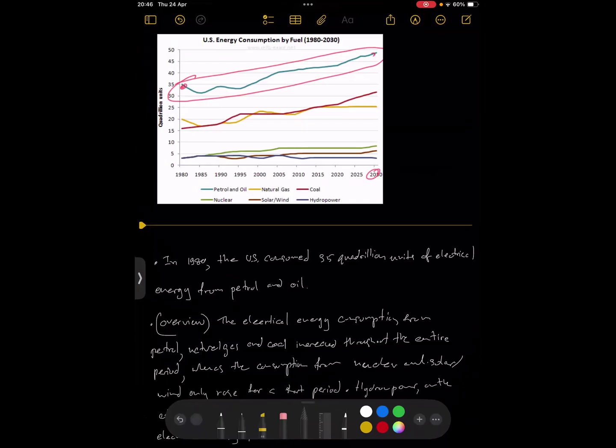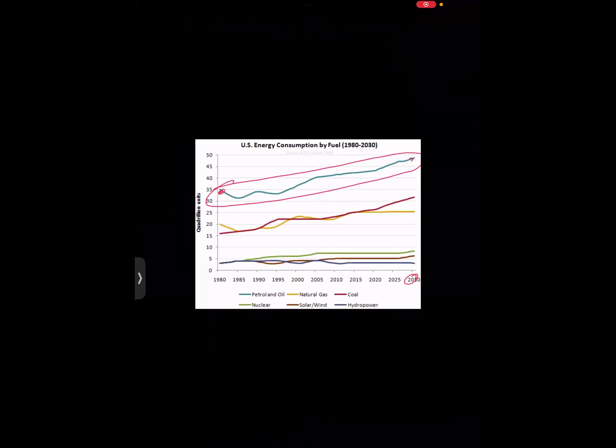Now let's have a look at the green line. Okay, so the green line will represent nuclear. What I would like you to do is talk about what happened in 1980 for nuclear only. So you want to first talk about what happened in 1980, and then you talk about the change that took place between 1980 and 2005. So that's the second thing.